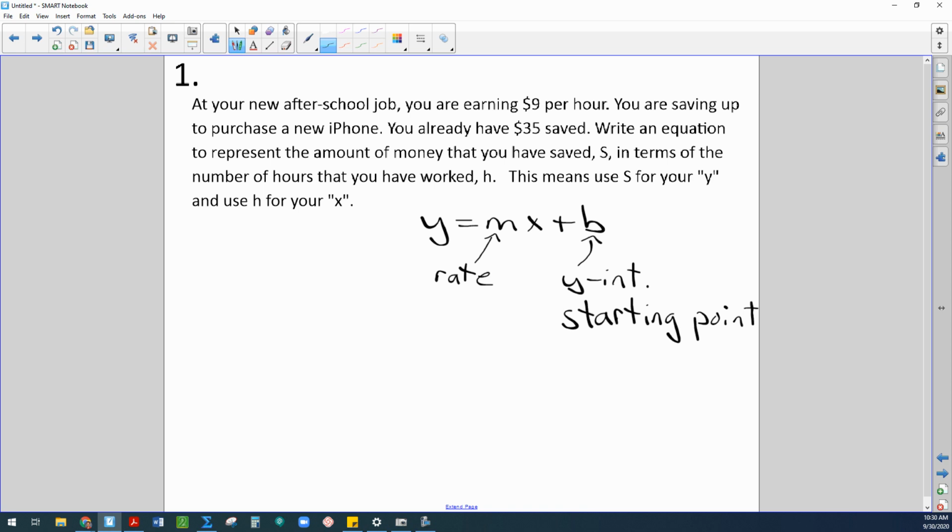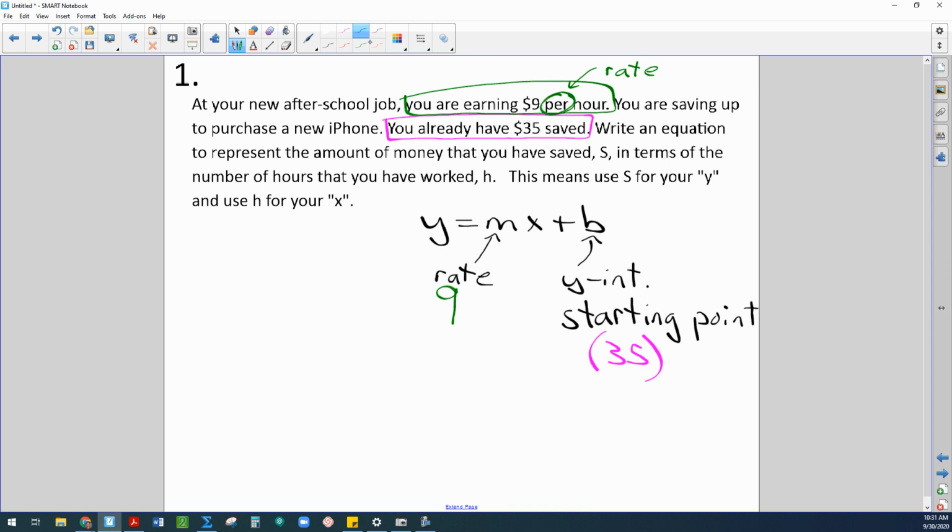So with that regard, we just said that you already have $35 saved. So that's my starting point. We also said that you were earning $9 per hour. So per is a keyword you look for, rate. So $9 per hour. Then the question says to use S in terms of the number of hours you worked, H.